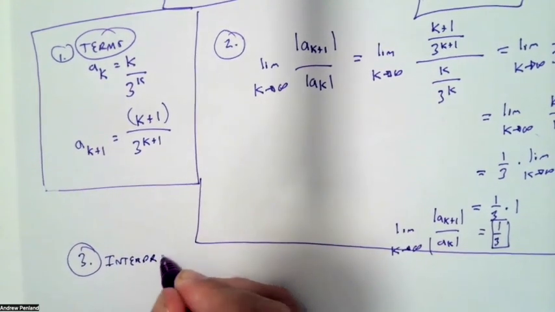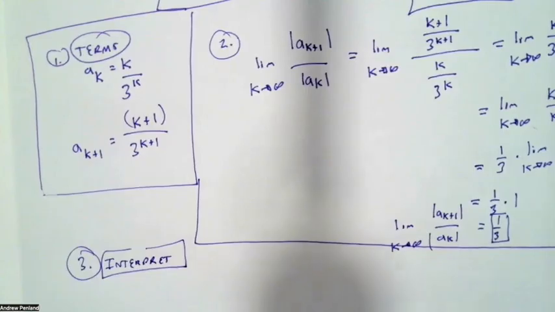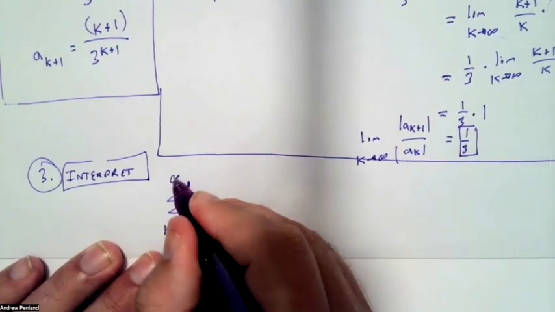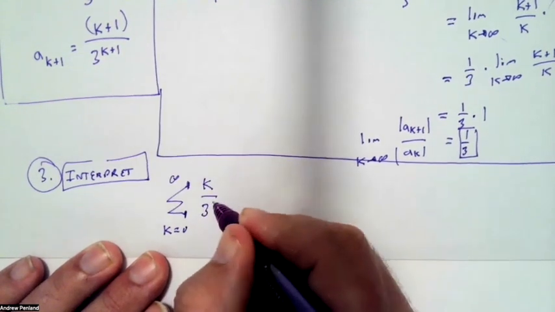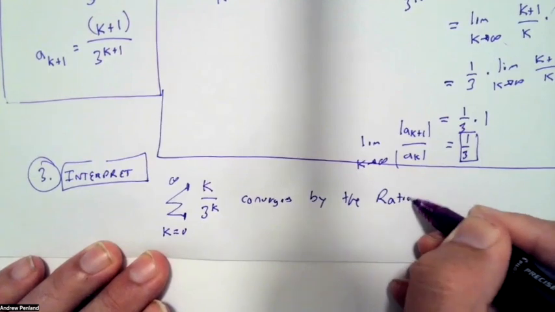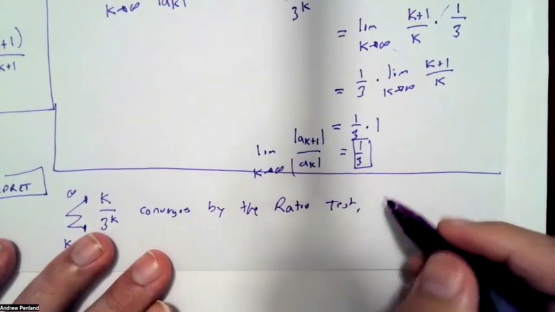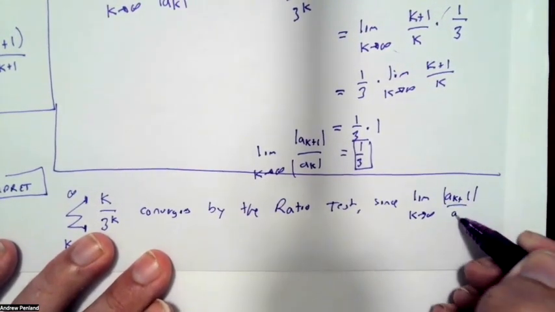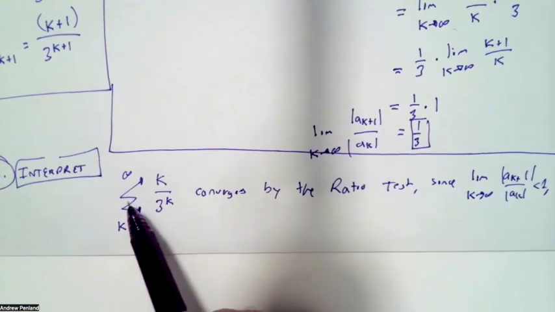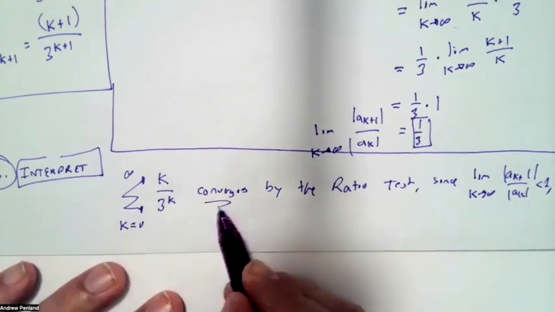So I'm going to interpret what I can conclude from looking at this, which is that the series from k equals 0 to infinity of k over 3 to the k converges by the ratio test. Because the ratio test says that if the limit of the ratio of the absolute value of the coefficients is less than 1, then you have the conclusion that the sum from k equals 0 to infinity of k over 3 to the k converges.